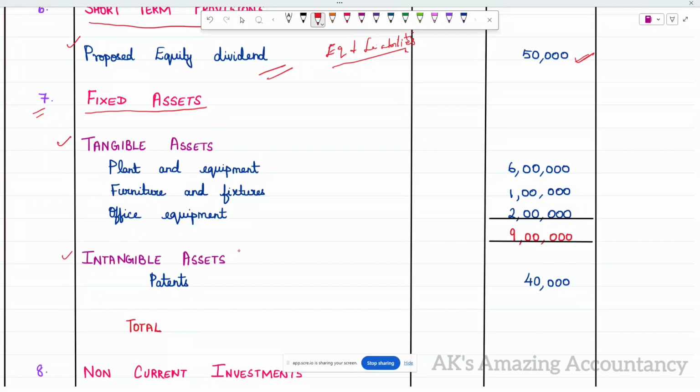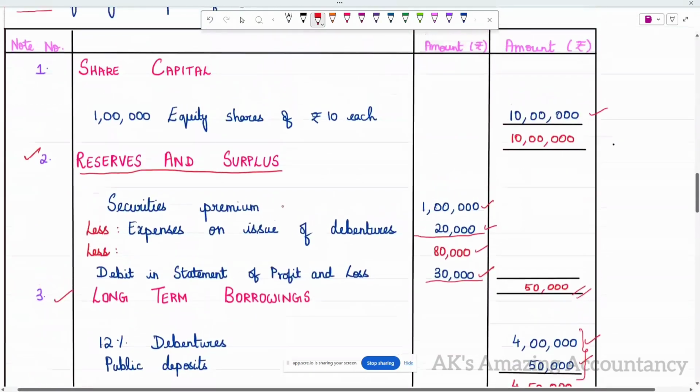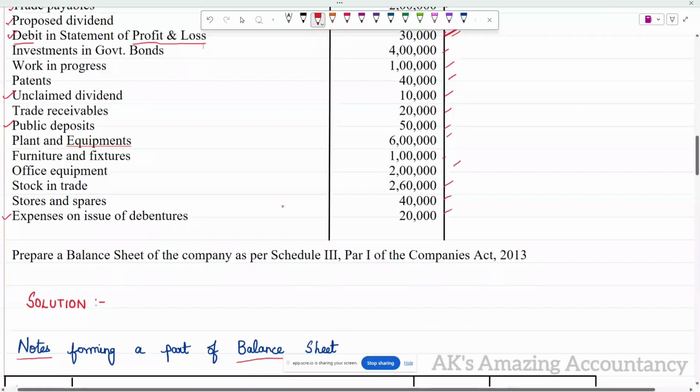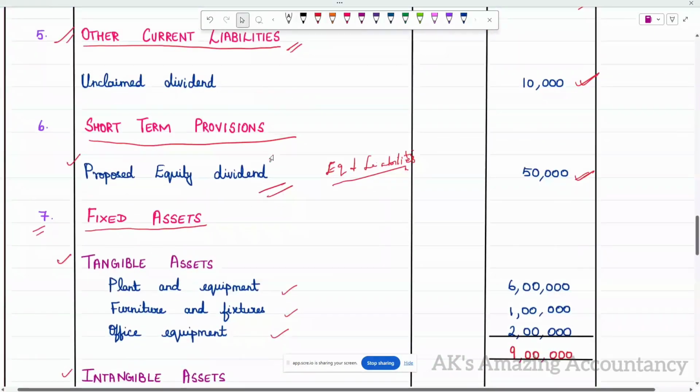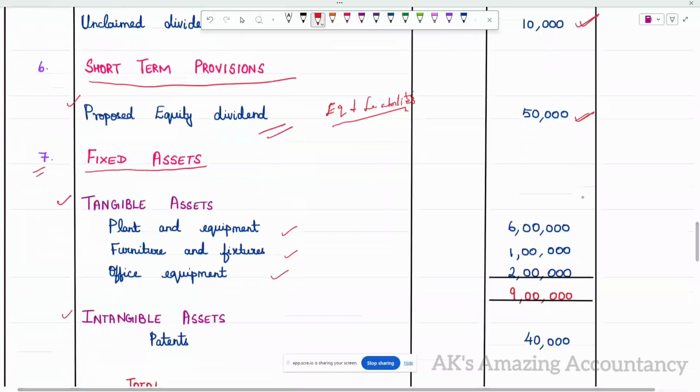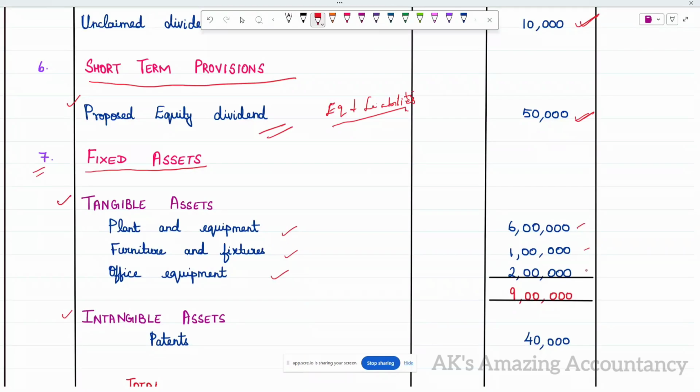In this particular problem, we have three different tangible assets, namely plant and equipment, furniture and fixture, and office equipment. So let us have a look at the problem now. So in the problem, we have all this as tangible assets: plant and equipment, furniture and fixtures, and then office equipment. So all this will come under the category tangible assets. So plant and equipment 6 lakhs, furniture and fixtures 1 lakh, office equipment 2 lakh.